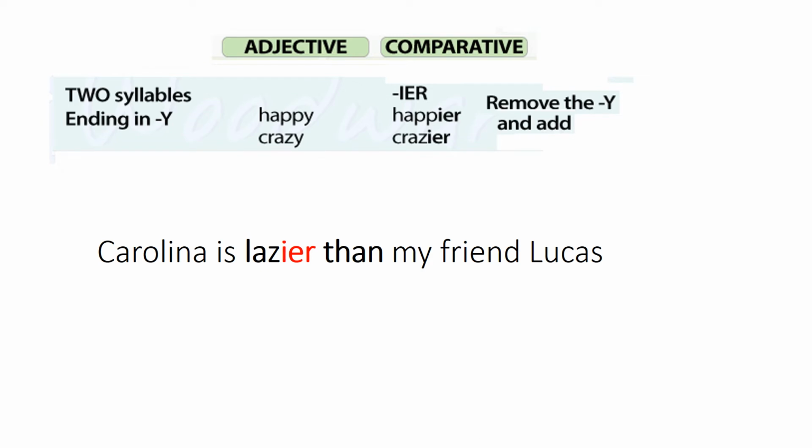Case number 3. When you have an adjective that finishes in Y, it is necessary to change Y for I and add ER at the end of the adjective. For example, happy, happier, crazy, crazier. Carolina is lazier than my friend Lucas.